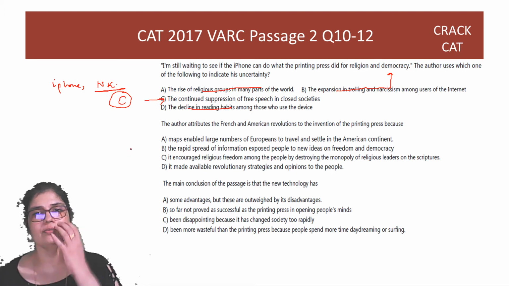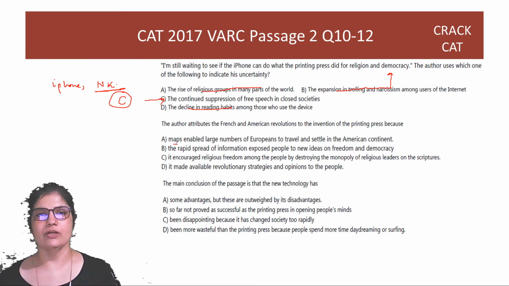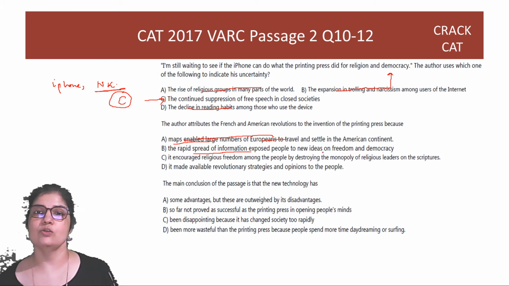The author attributes the French and American revolutions to the invention of the printing press because, not because of maps, revolutions happened, right? So A is wrong. See, what does the printing press do, guys? It's rapid spread of information. That's what it did. And it exposed people to freedom and democracy also. So B is looking good.